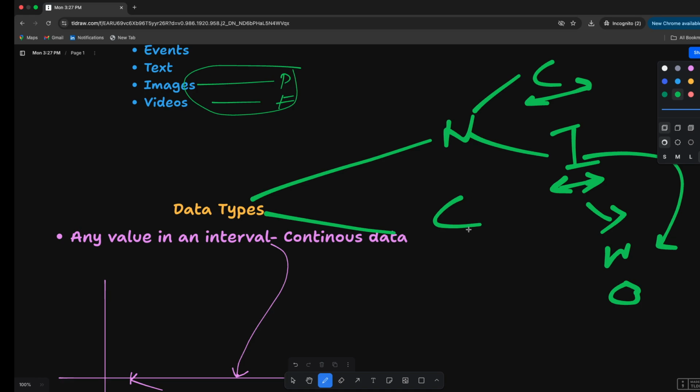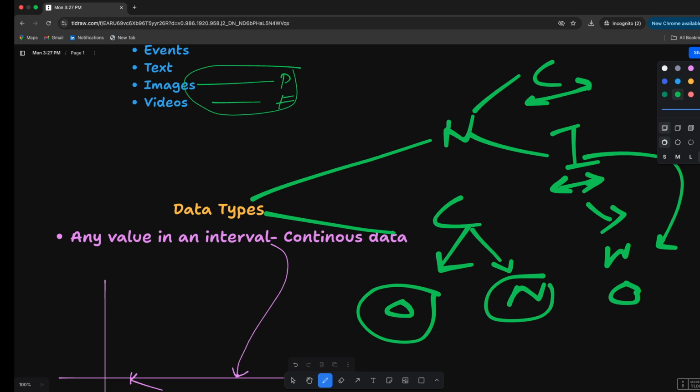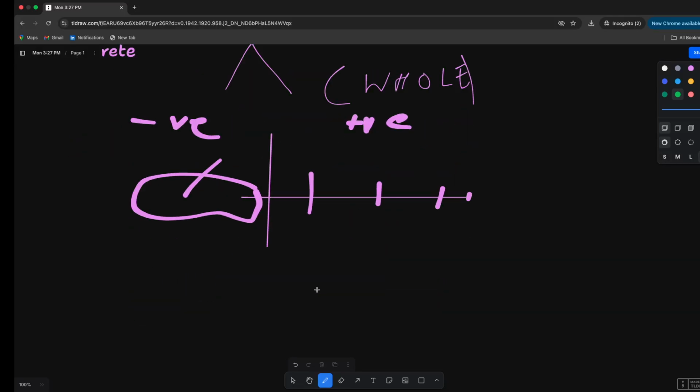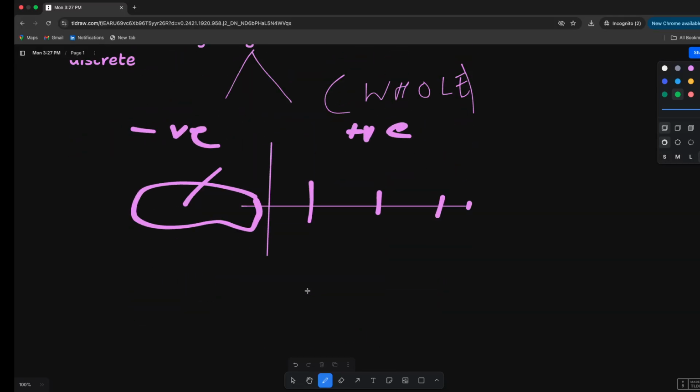Then we come to category. So in category we have two, right? One is ordinal and one is nominal. Ordinal is category data where the order is important. Nominal is category data where the order is not important. Now category data can take a fixed set of values. For example, you can categorize TV as LCD, plasma, etc. The binary data is a very special case of categorical data.